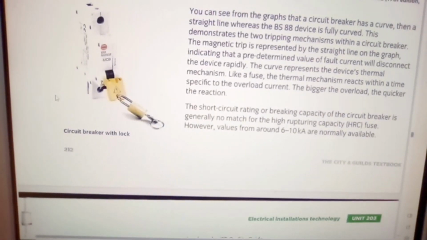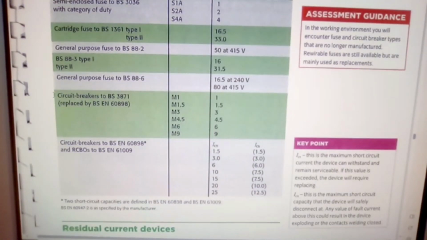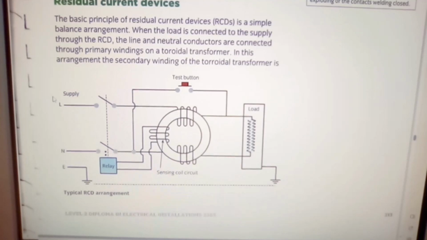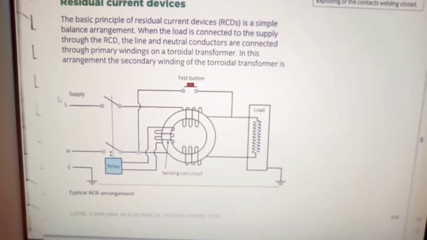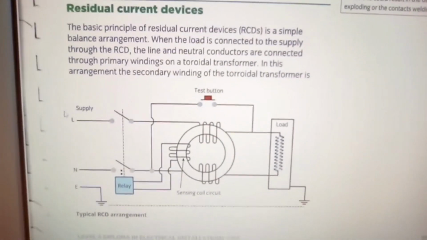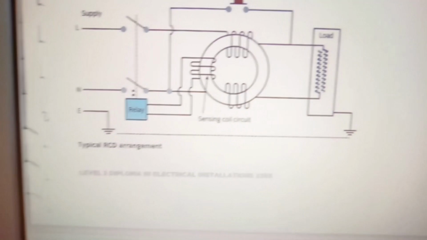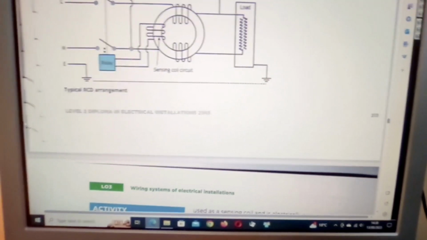Still not going to stress too much on that either. And this is just showing you how a residual current device operates. Just make sure you can see it. I can bring it into frame for you. We go back.